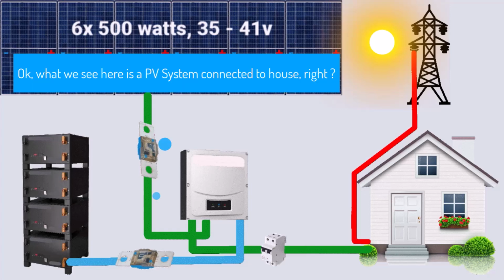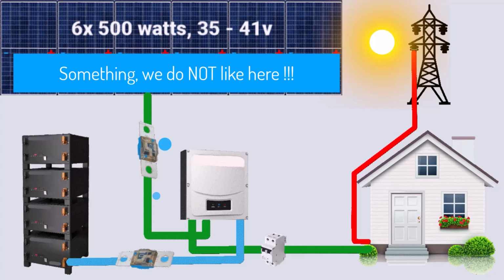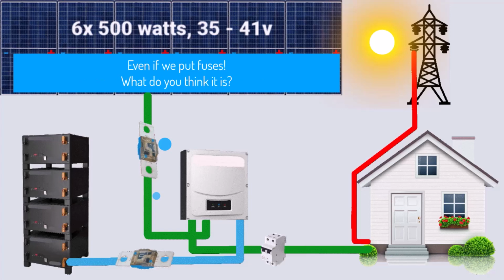Okay, what we see here is a PV system connected to a house, right? We don't like anything from here, even if we put fuses. What do you think it is? Well, you guessed it. We don't like that the system is not fully automatic.